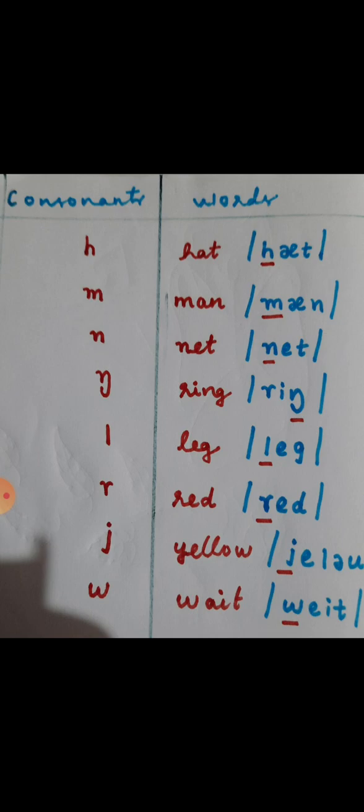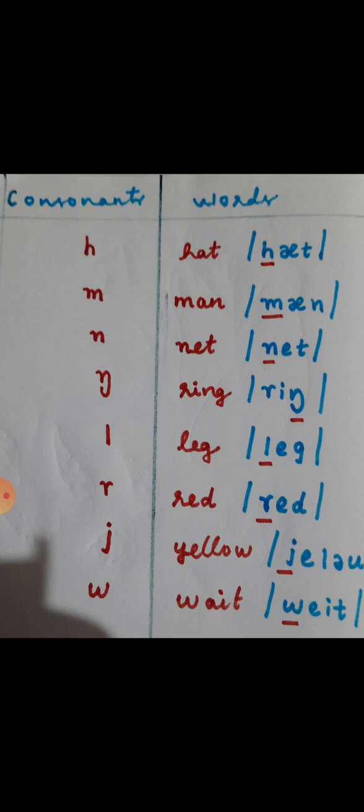Understood that? And altogether there are 44 sounds in English. The first category is 12 vowel sounds. The next category is 8 diphthongs. Those are the 8 diphthongs.